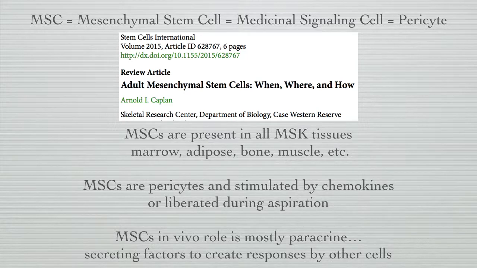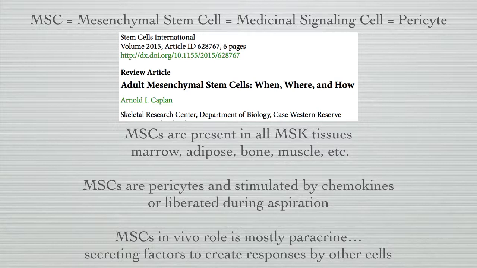Arnold Caplan is a well-known doctor who has published extensively on adult mesenchymal stem cells and has a large laboratory experience using these biologic cells. MSCs are present in all MSK tissues, so bone marrow, adipose, bone, muscle, etc. All of these tissues have mesenchymal stem cells. These are indeed pericytes and are stimulated by chemokines or liberated during aspiration.